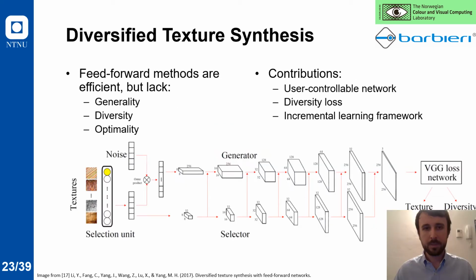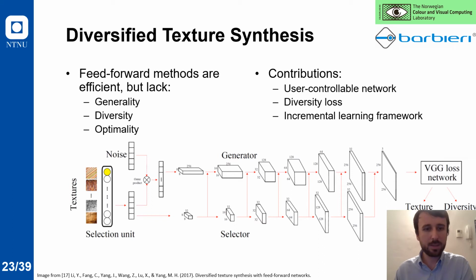A limitation of feed-forward methods, methods that we have described previously, is that they generally lack generality, meaning that one has to build a network per type of texture that has to be generated, and diversity, which means that they tend to always produce similar visual outputs, and finally they can be symmetrical sometimes. So to solve these problems, Lee and colleagues in 2017 have introduced this diversified texture synthesis network.